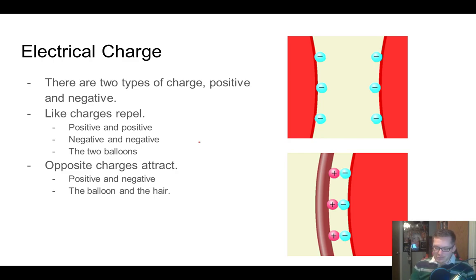Now, if you take two balloons, go ahead, pause the video, grab two balloons, and rub them on your hair, and then just try to push them together, you'll notice that they'll actually push each other apart. That's because you've put this charge on each balloon. By doing so, you've put the same charge on both balloons, and so now they'll repel each other because they have the same charge. But if you take that same balloon and put it up next to somebody that has long hair, that hair will get stuck to that balloon and will pull it up against it. That's because they have opposite charges now.